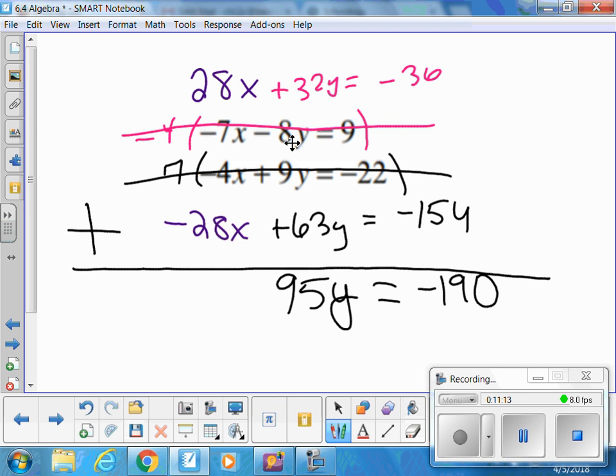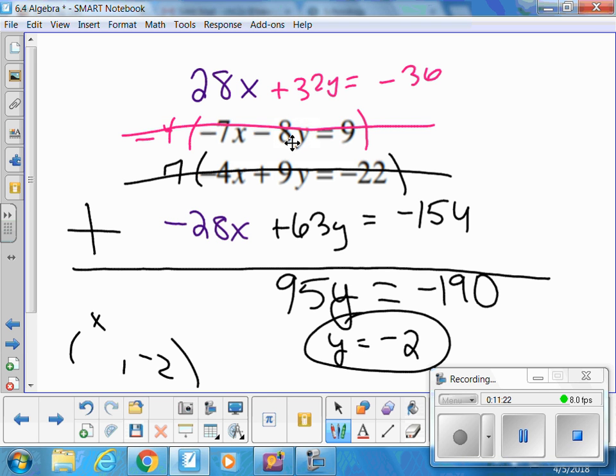If you divide both sides by 95, what would you get? Yeah, isn't that crazy? We were working with those huge numbers, and we end up with the answer of negative 2. So small and normal-sized.